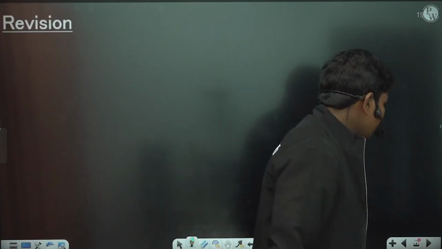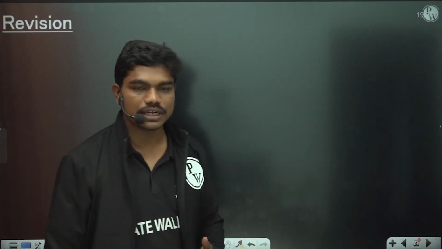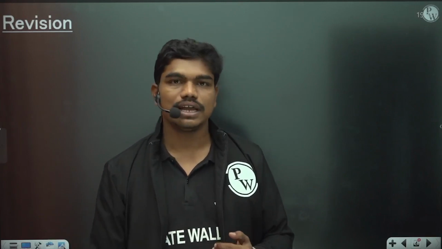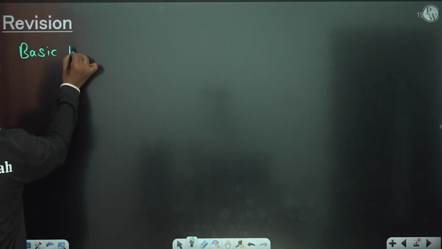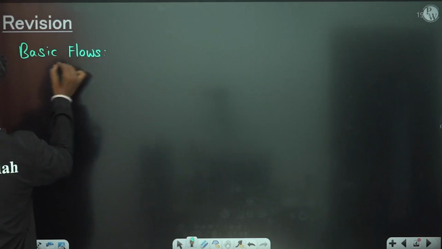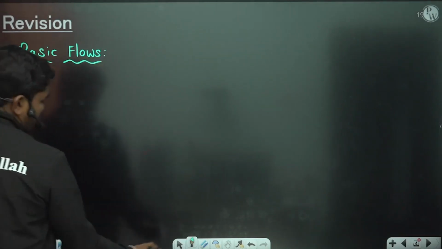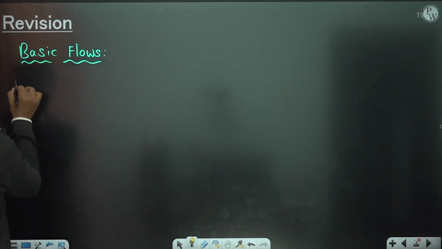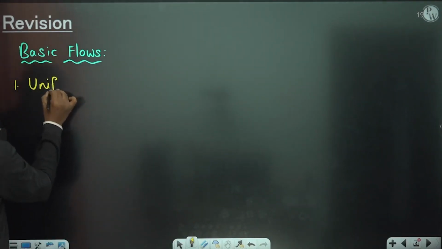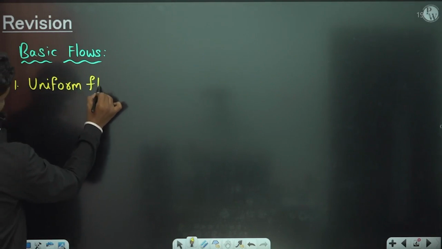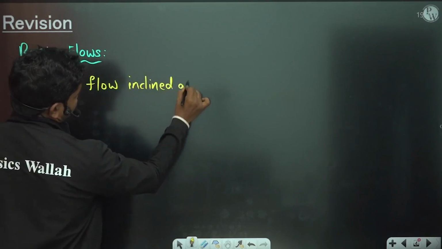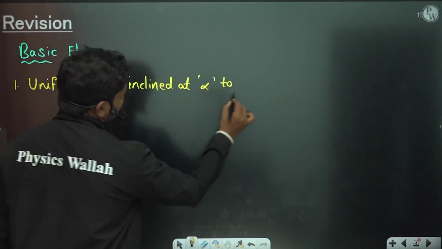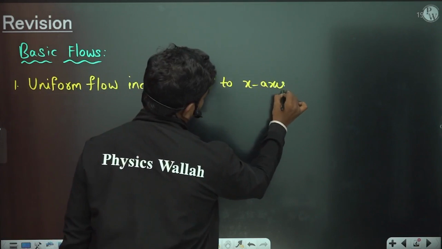And if you talk about a bit of revision, we have talked about the complex potential function f of z for any type of basic flow in general. When we talked about these basic flows, the first thing that we talked about is uniform flow inclined at x-axis. I'm giving you direct expressions this time. Uniform flow inclined at angle alpha to x-axis.